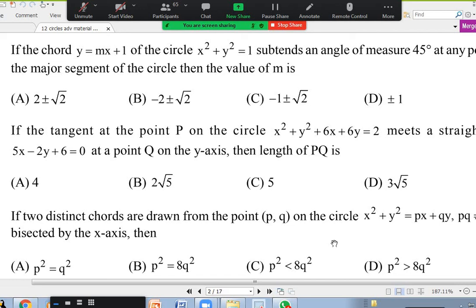Length of the chord you equate it to what? 2 into root under minus S11. For that you have to know the midpoint of the chord, which I found, but that is taking more time. Am I correct or not? Yes, sir. But forget about this particular question.